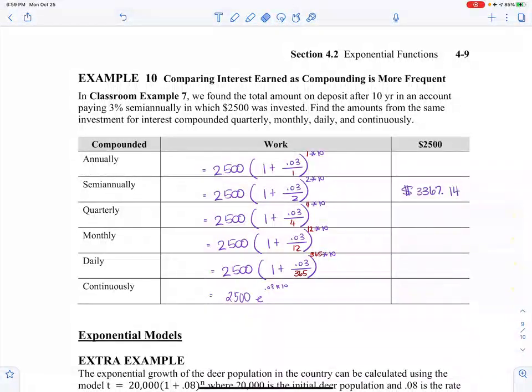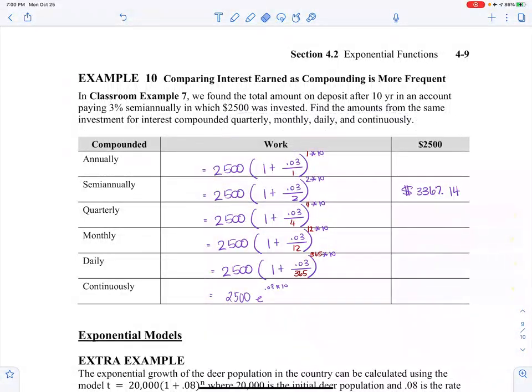So that's going to be $3,367.14. That's what we found back then. Notice that I didn't even write down a value for annually, and I'm being lazy here. It didn't ask me for annually. It only asked me for quarterly, monthly, daily, and continuously. But you can find that if you want. I did not even write it down in my paper notes to be able to hand that to you.